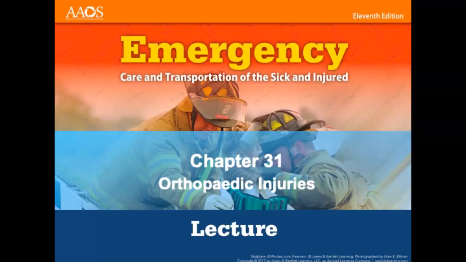Welcome to the Emergency Care and Transportation of the Sick and Injured, Chapter 31, Orthopedic Injuries Lecture. After you complete this lesson and the related coursework, you will understand the anatomy and physiology of the musculoskeletal system. You will have learned the proper assessment for the suspected and obvious injury. You will have learned general and specific types of musculoskeletal issues or injuries, including fractures, sprains, dislocations, with associated signs, symptoms, and emergency treatment, including the use of splints, pneumatic anti-shock garments, and traction splints.